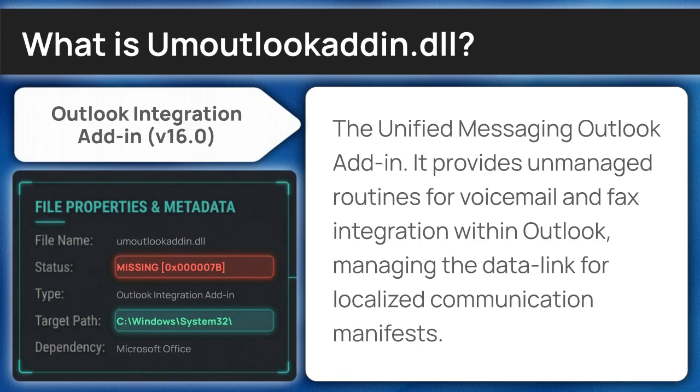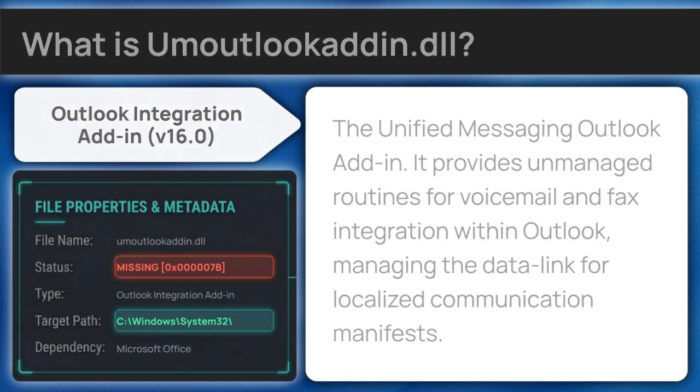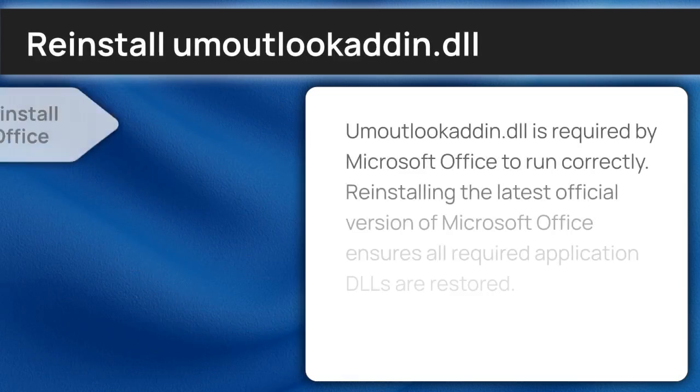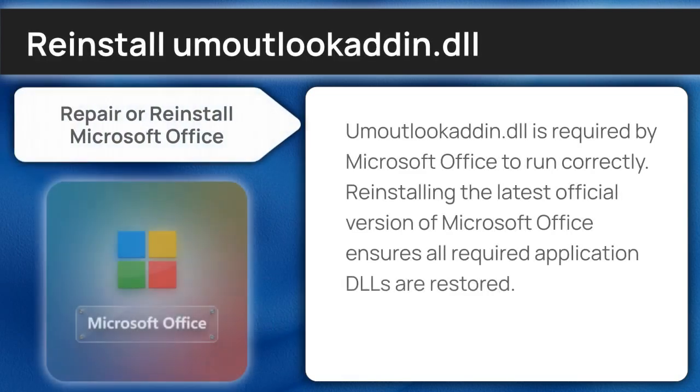Now let's apply the fix by reinstalling the shared system library. Umoutlookaddin is required by Microsoft Office to run correctly. Reinstalling the latest official version of Microsoft Office ensures all required application DLLs are restored.